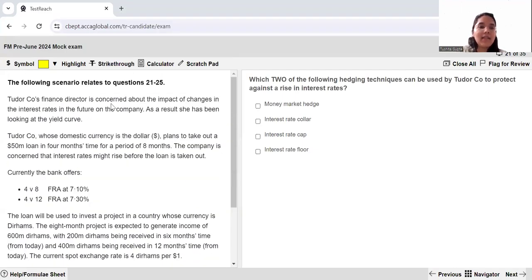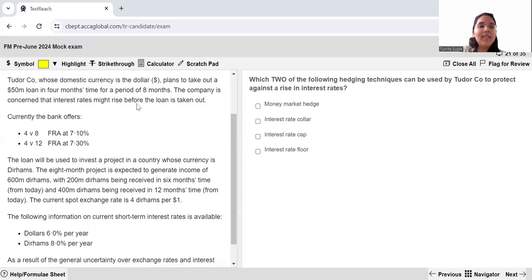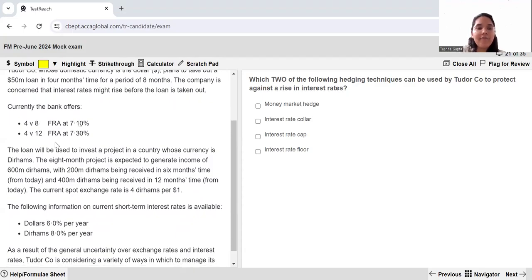Tudor Company's finance director is concerned about the impact of changes in the interest rate in the future on the company. As a result, she has been looking at the yield curve. Tudor Company, whose domestic currency is the US dollar, plans to take out a $50 million loan in 4 months' time for a period of 8 months. The company is concerned that the interest rates might rise before the loan is taken out. So the bank currently offers you these FRA agreements, FV8 and FV12, FRA at 7.10 and 7.3.